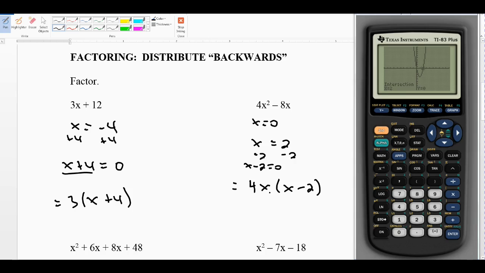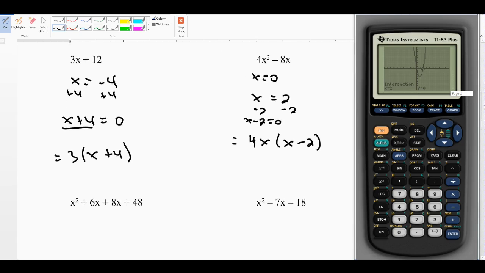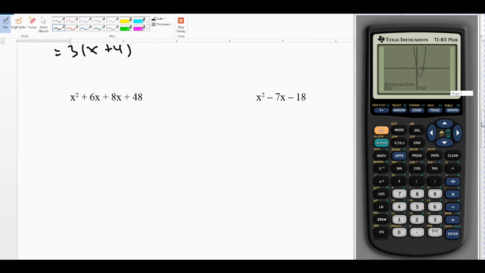So, let's check it now. 4x times x is 4x squared. 4x times negative 2 is a negative 8x. That can't factor any further, and neither can that. So we're done. It's a backwards way to factor. Once again, if you don't like this, I do have videos. Hopefully you should be seeing the link to where you can watch those videos. I'm just showing you maybe there's a backwards way of doing things.